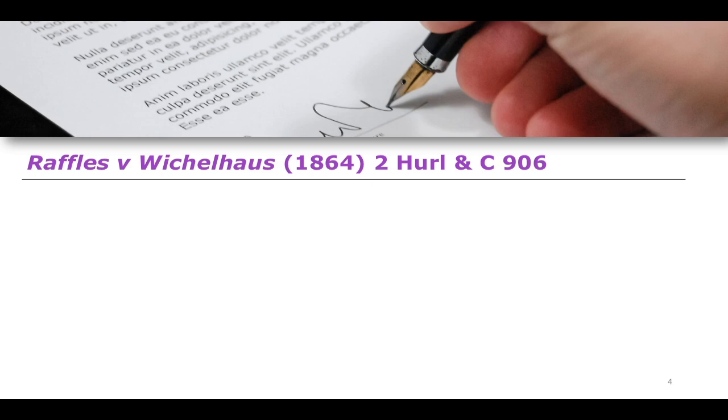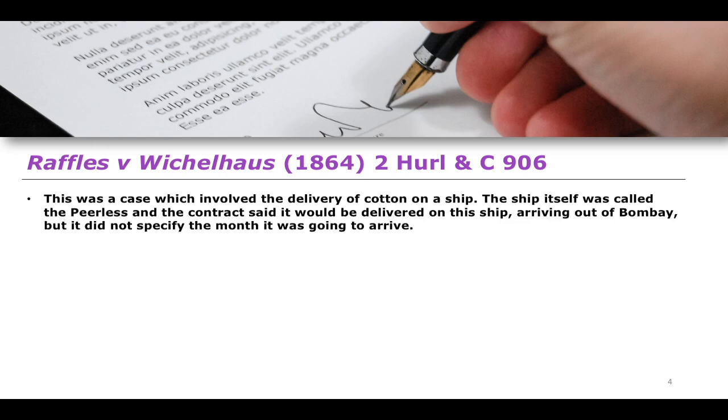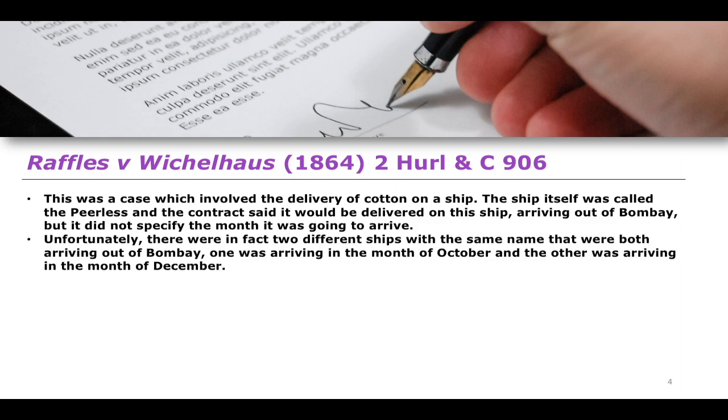Let's illustrate this with some case law, okay? So the 1864 case of Raffles v Wichelhaus, which is another word that I am unable to pronounce, involved the delivery of cotton on a ship. The ship itself was called the Peerless, and the contract said that it would be delivered on this ship arriving out of Bombay, but it did not specify the month. Especially in the mid-1800s, it was unlikely to have a good understanding of when the ship was going to arrive, given that journeys of that nature in that time period took an inordinate amount of time.